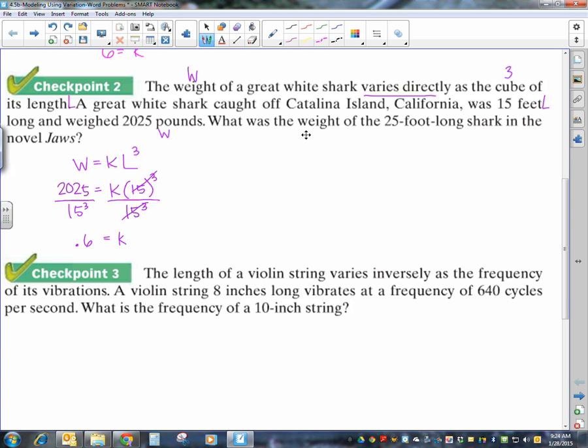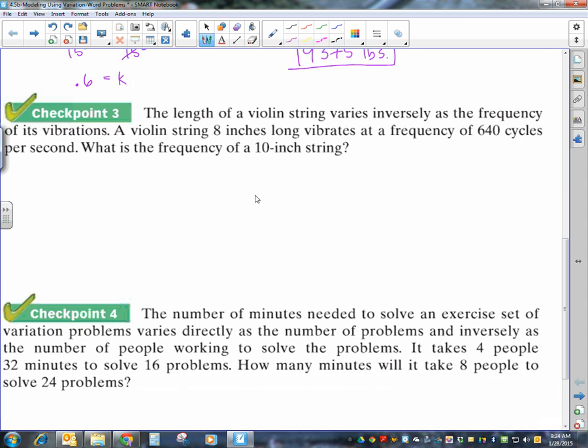So then I go to my question, what is the weight? I'm looking for W of the 25-foot long shark in the novel Jaws. So W is what I'm looking for. K was 0.6 and L is 25 cubed. So when you punch that in your calculator, you're going to get an answer of 9,375. Weight is measured in pounds. So 9,375 pounds.